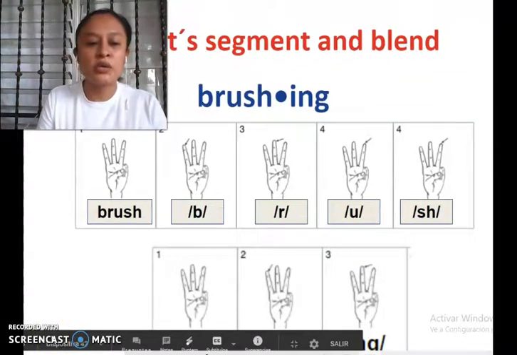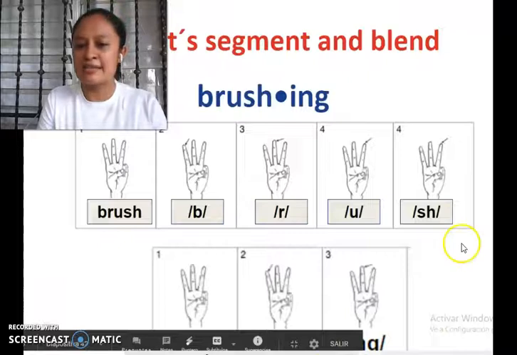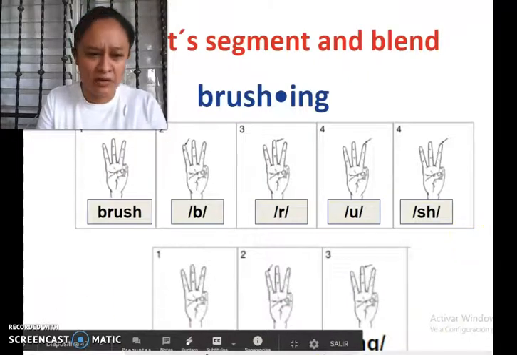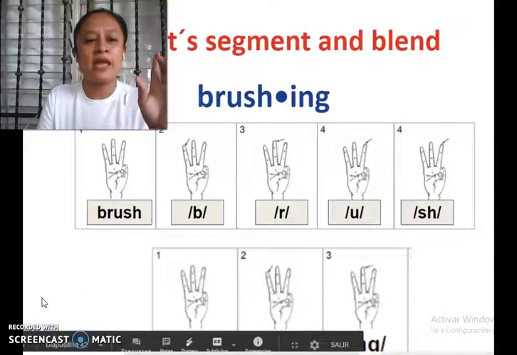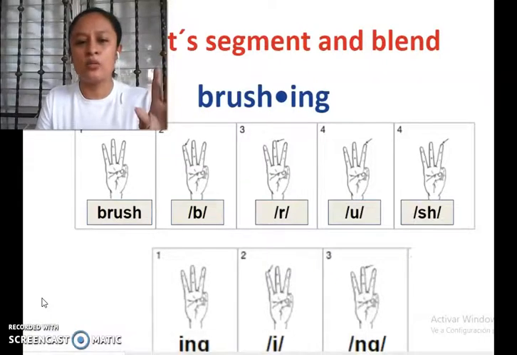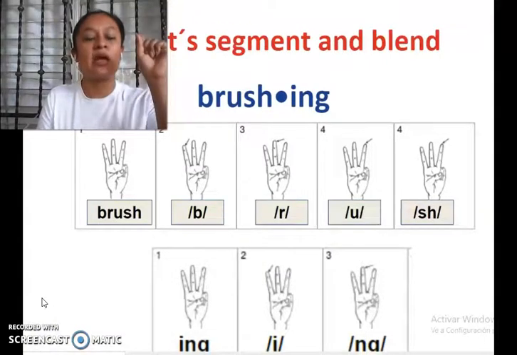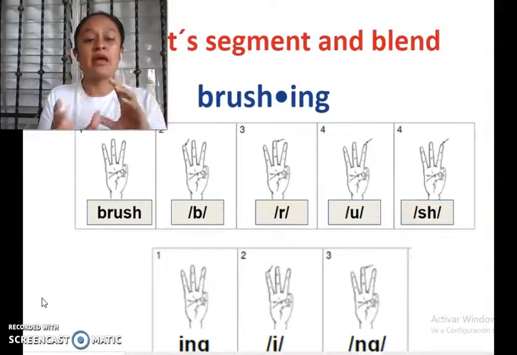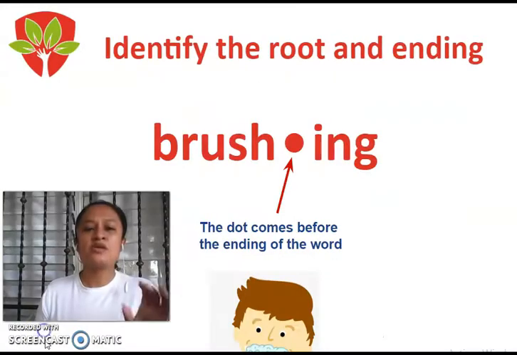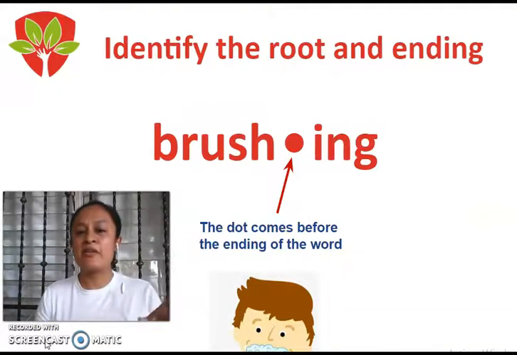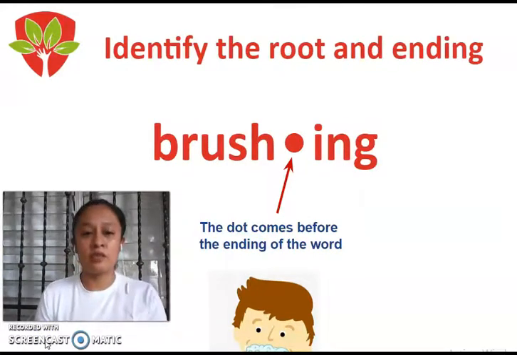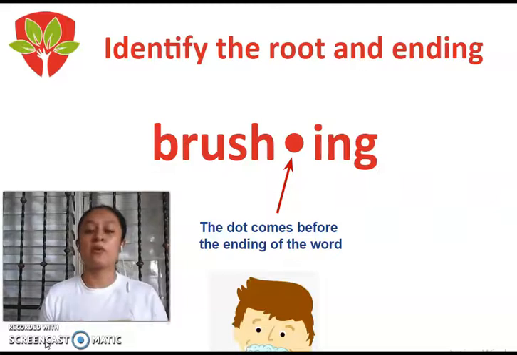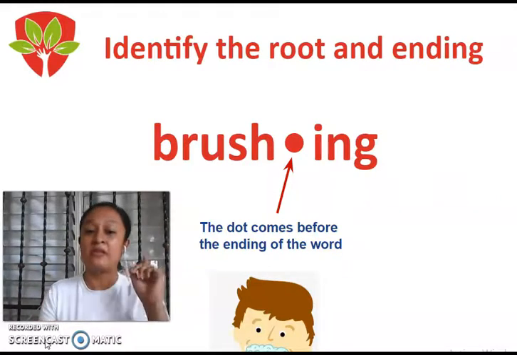And now we're going to segment and blend the last part. Okay, guys, so we have, let me see. In the last part, we have ing. So we have i, ng. Okay, so when we blend it, we have ing. So now we're going to identify the root word and the ending word for brushing. Okay, so remember that the dot comes before the ending word.